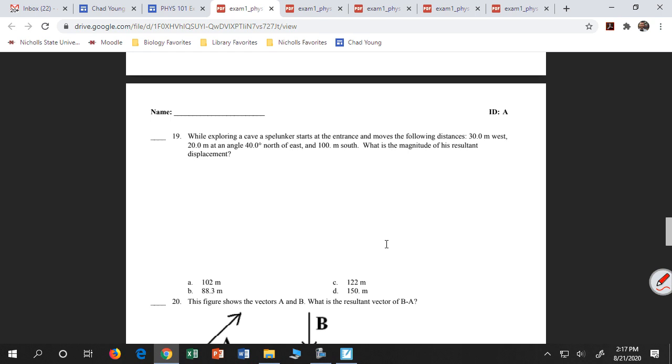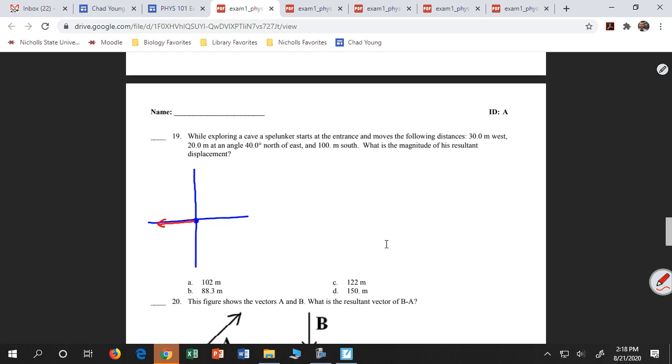So let's go ahead and begin looking at vectors. And we can go back to chapters 1 and 2. This will be on the test on Friday. I'm adding up vectors. And so let's just sketch this out first of all. I'm going to draw my coordinate system. And this spelunker starts at the entrance. We'll just let that be the origin. And he moves these distances. He moves 30 meters west, then he moves 20 meters at an angle 40 degrees north of east.